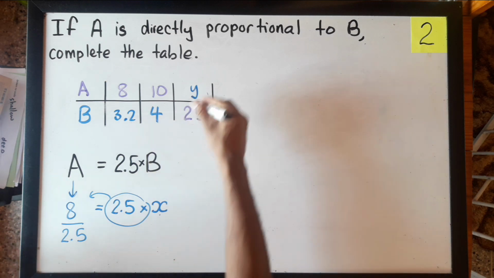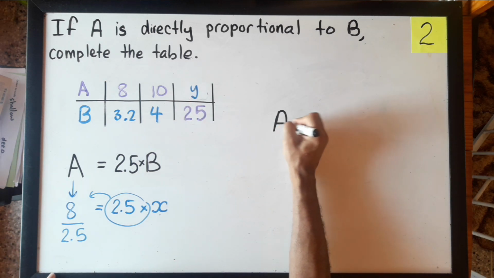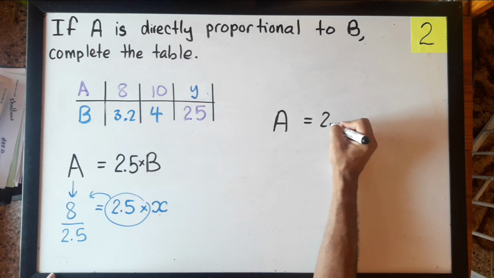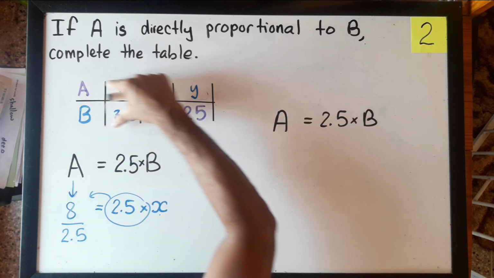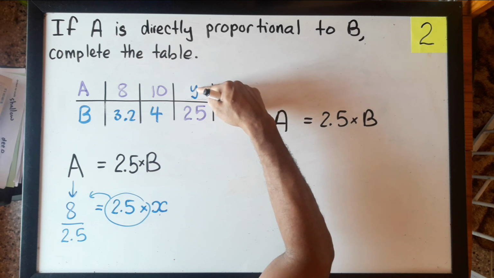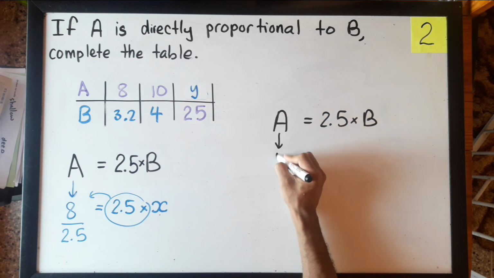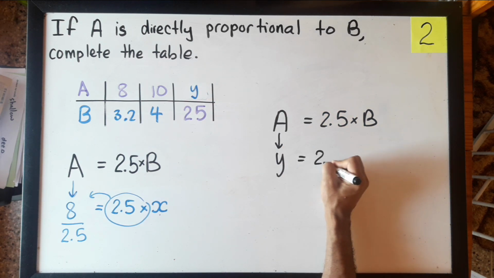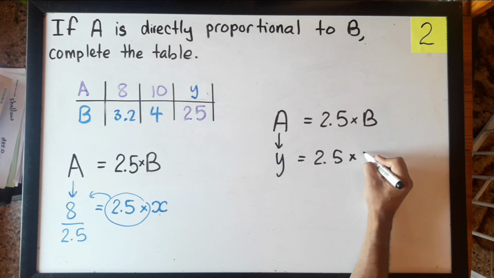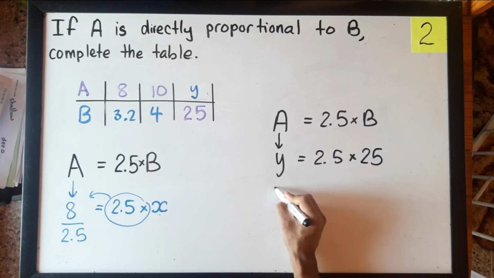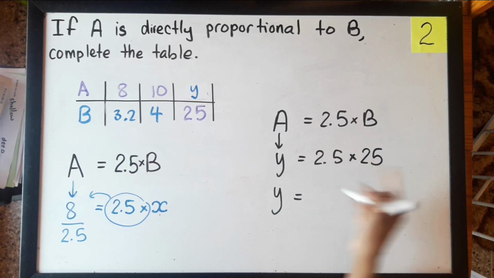Let's find Y now. Remember, A is equal to 2.5 multiplied by B. In this column now, A is Y. So we replace the A with Y, and we have to multiply by the value of B, which is 25. So to figure out Y, we just have to take 2.5 and multiply by 25.